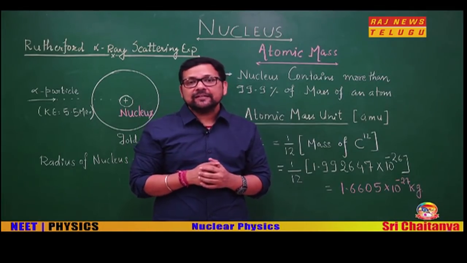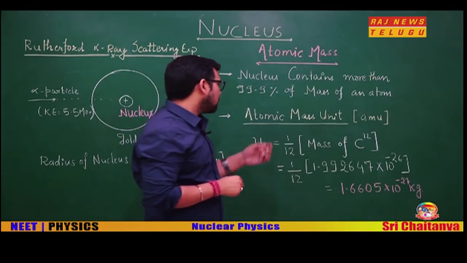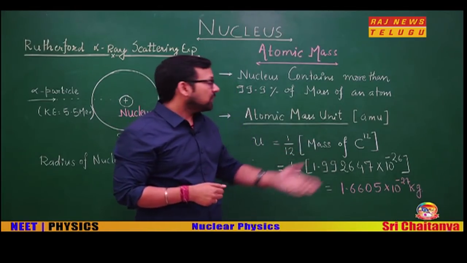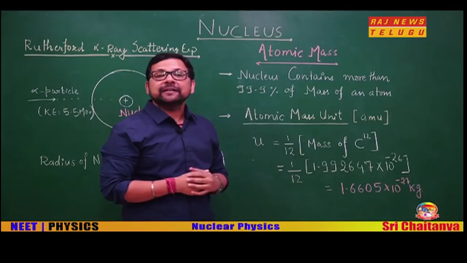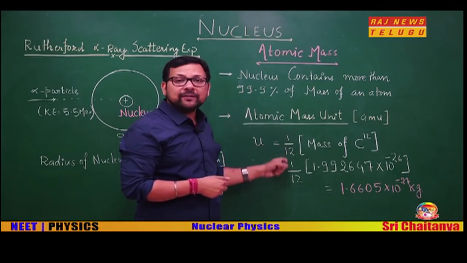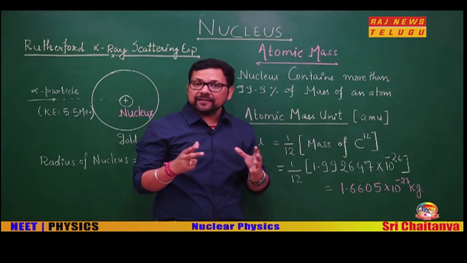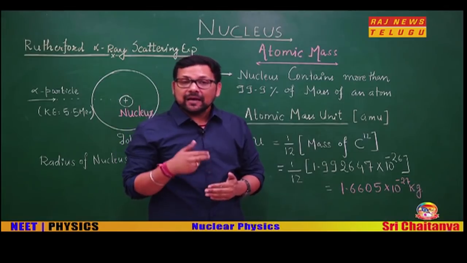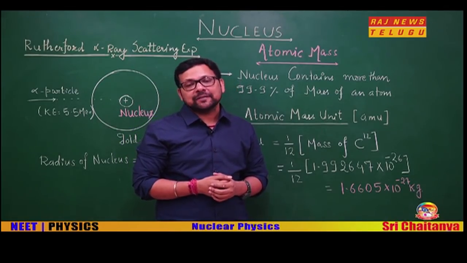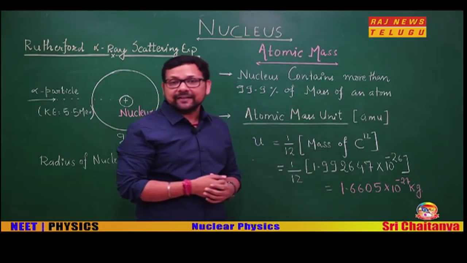To measure it, we take another unit that is called the atomic mass unit. What is the atomic mass unit? What is AMU? It is denoted by u, dear students. This is 1/12 the mass of a carbon-12 atom. You take the mass of a carbon-12 atom, and the 1/12th part of that is called 1 atomic mass unit. So, what is the mass of a carbon-12 atom? You can see the data here.